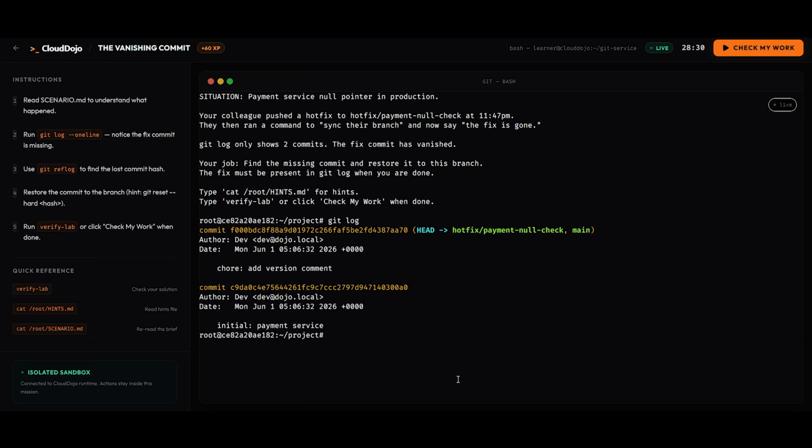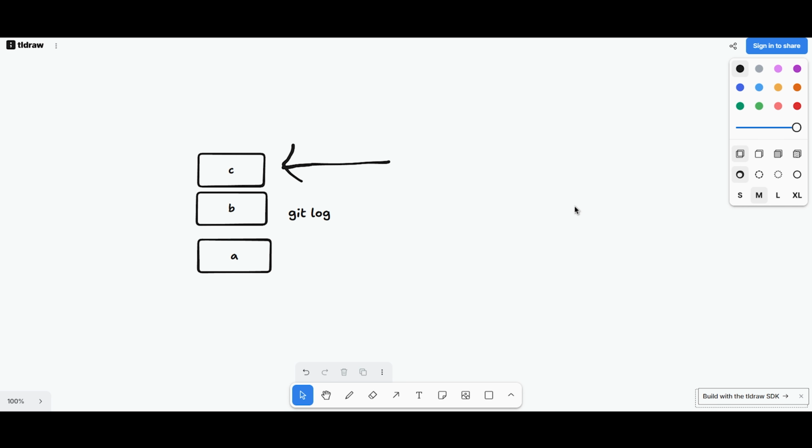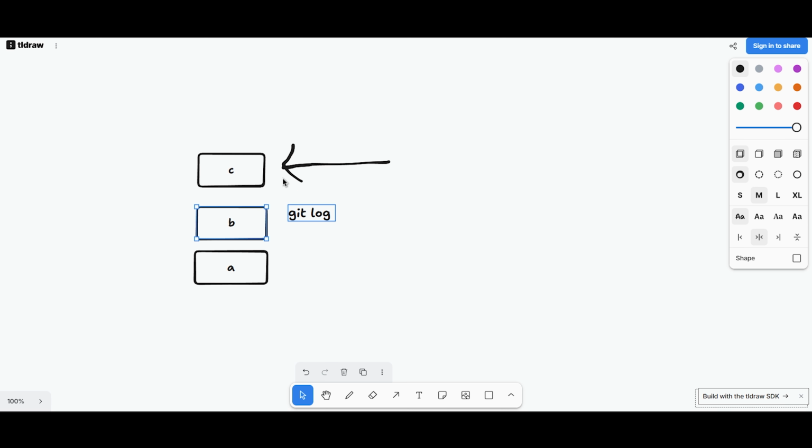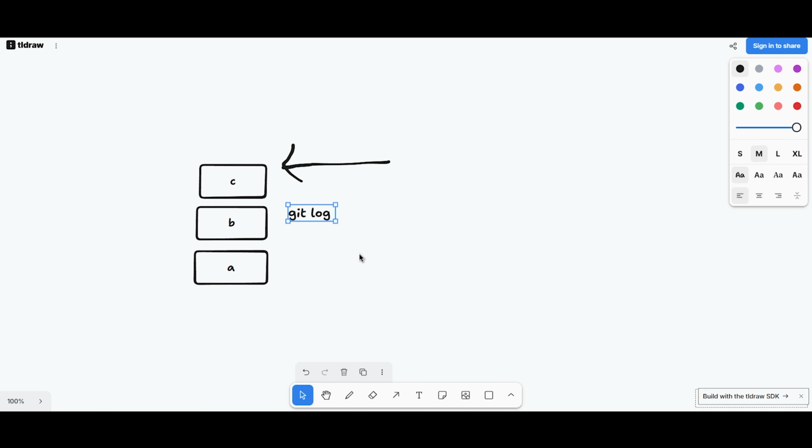So before jumping to that particular command, I will try to show you how git log is working right now here. So let us go to our whiteboard. So let's say this is the branch that we are working on. That girl started working from here and this was the initial commit that they made. Now they made another commit that was commit B, and then they made this particular commit that was commit C. So at this particular situation, if I ran this git log command, it will show me all these commits.